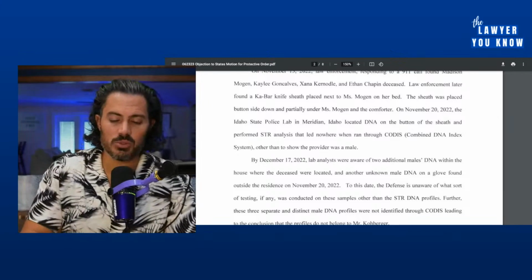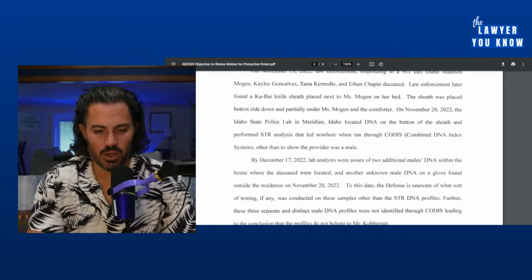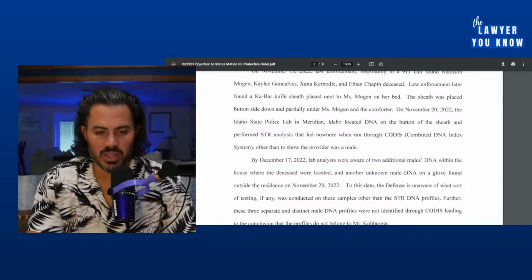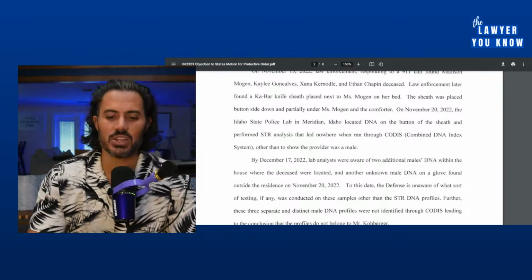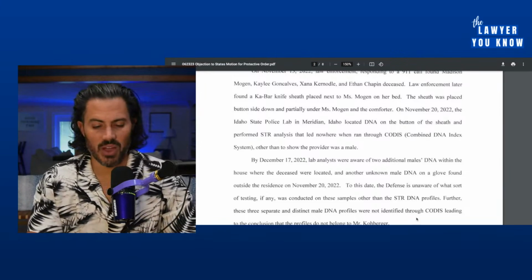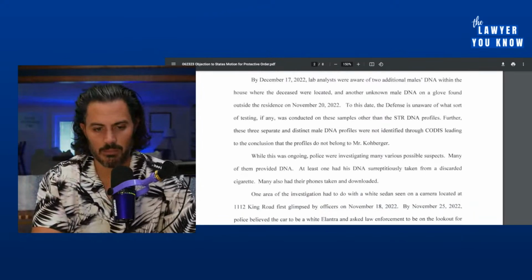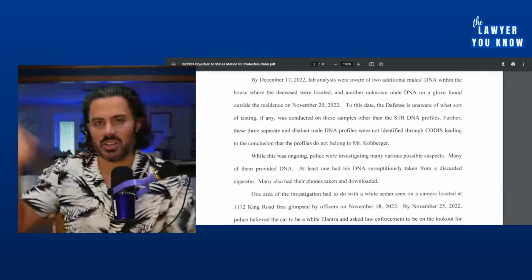And we don't just say the sheath was placed once, but twice. The sheath was placed button side down and partially under Miss Mogan and the comforter. On November 20th, the Idaho State Police Lab in Meridian, Idaho, located DNA on the bottom of the sheath and performed STR analysis that led nowhere when run through CODIS, other than to show the provider was male. Somebody asked, why are they focusing on male DNA? That's why.